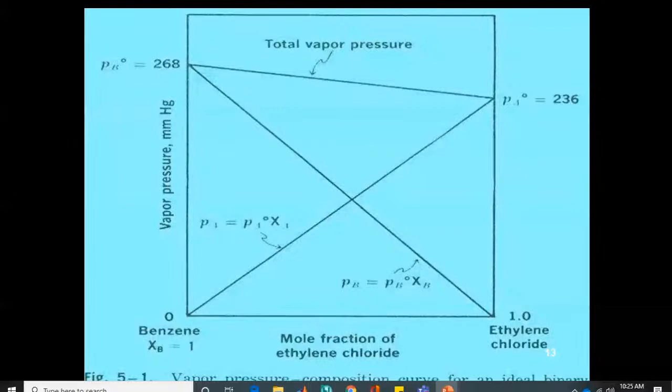Okay, let us take two points here. At the left side, you can see we have the benzene, right? At the right side, you can see we have the ethylene chloride. Now, ethylene chloride at the right side has a mole fraction of 1, right? And on the other side, XB, if that's the benzene, has a mole fraction of 1, right? So we have two ends, right side and left side.